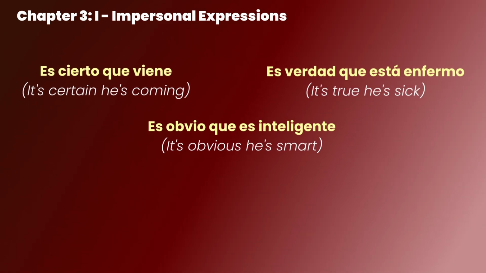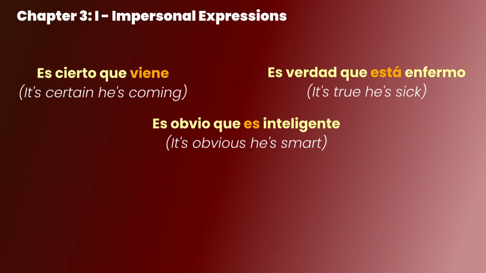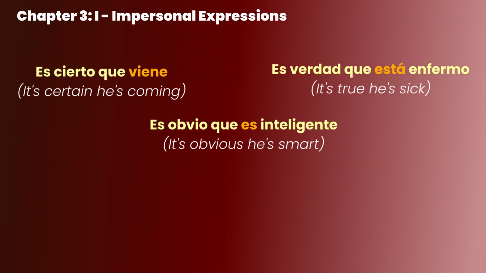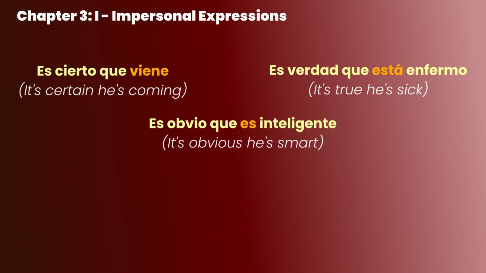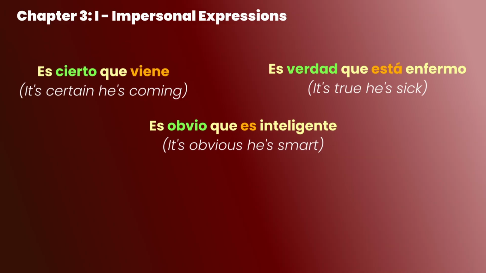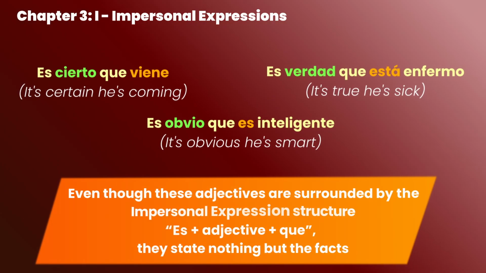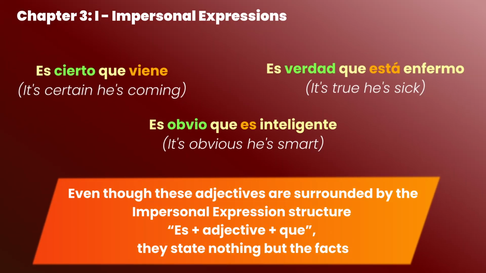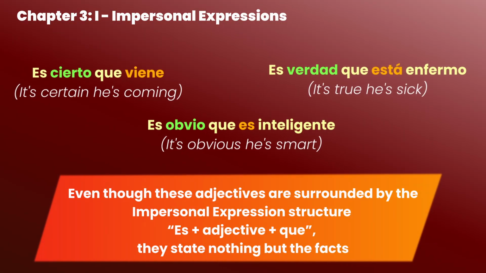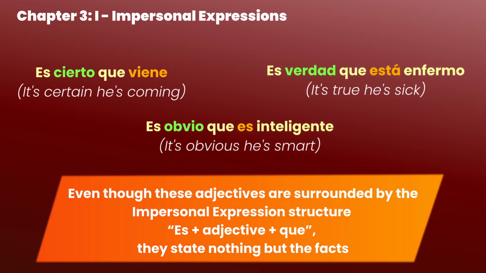Let's look closely at these sentences. Do you see any verbs in the subordinate clause conjugated in subjunctive form? Neither do I. Now look at the adjectives. Do they express the required subjectivity? No, they do not. On the contrary, even though these adjectives are surrounded by the impersonal expression structure "ser plus adjective plus que," they state nothing but the facts.